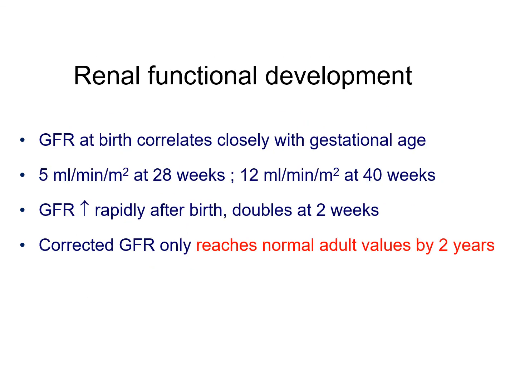A premature baby at 28 weeks has a GFR of 12. A newborn term baby only has a GFR of 40. This increases to 80 by 2 weeks of age and only reaches full adult levels, which is above 90, by 2 years of age.